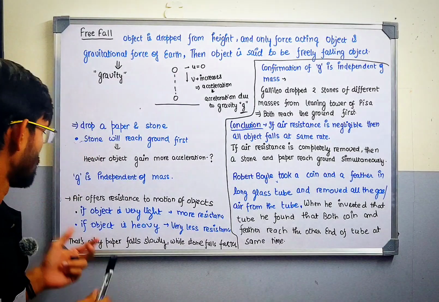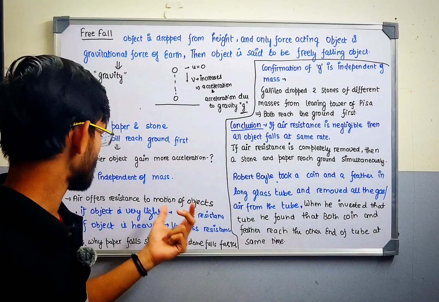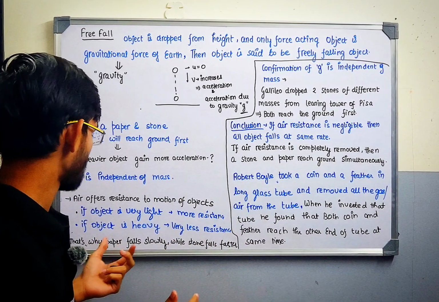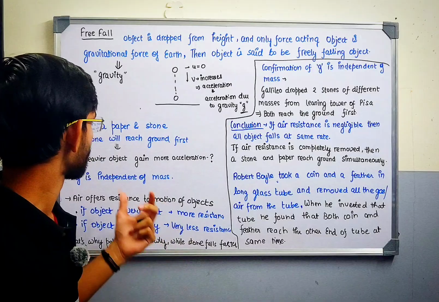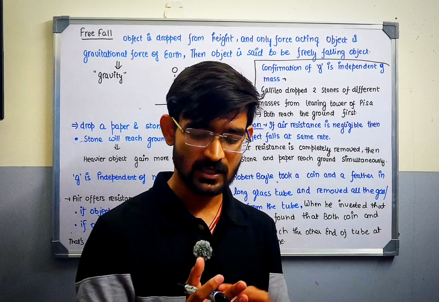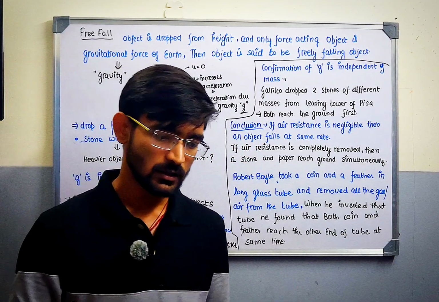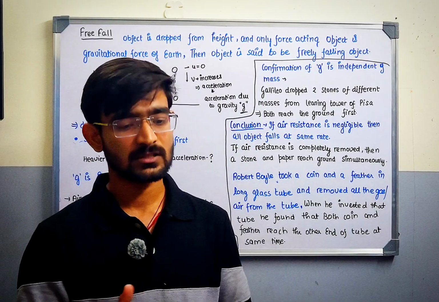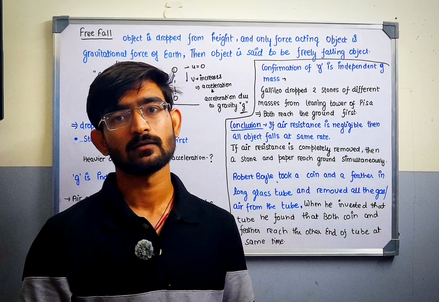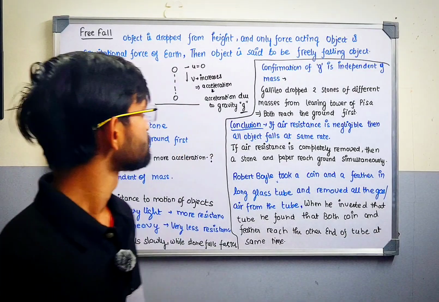Now air resistance depends on the mass of the object, or we can say the density of the object, and that's why paper falls slowly and stone falls faster. And this g, acceleration due to gravity, is independent of the mass of the object, meaning if you are dropping them from the same height, then they must reach the ground at the same time irrespective of their masses.